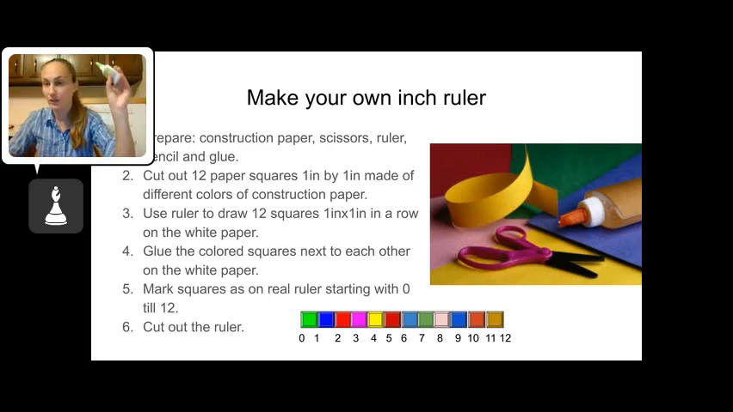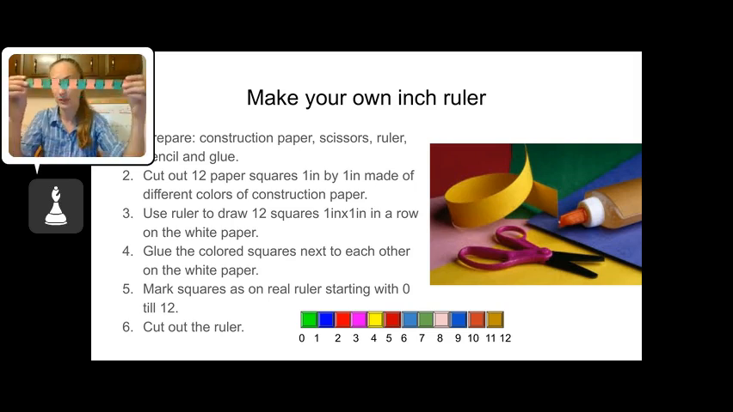You need regular glue or a glue stick, and please glue one square next to each other along this white line. So you should glue 12 colorful squares, and at the end you will get that kind of ruler. Take your time.